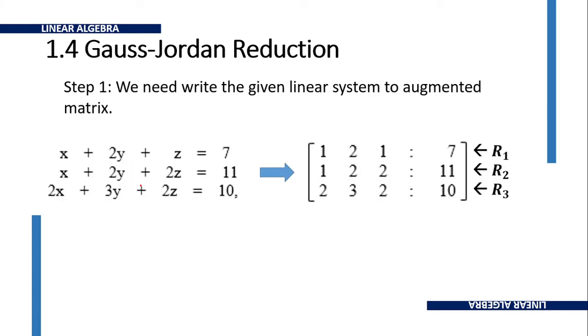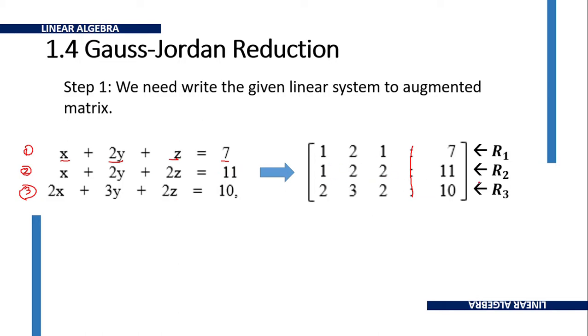So, first step that we need to do from these given equations is gawin natin siya into augmented matrix. So, we have x plus 2y plus z is equal to 7. So, we have 1, 2, 1, then 7. Okay, so pwede din siyang ganyan. Then we have second equation. We have x plus 2y plus 2z is equal to 11. So, we have 1, 2, 2, 11.